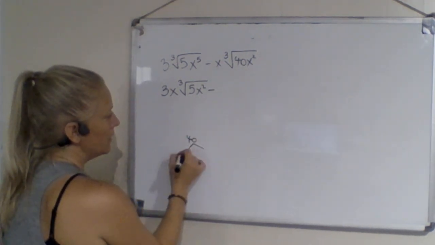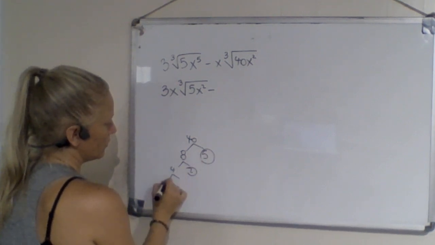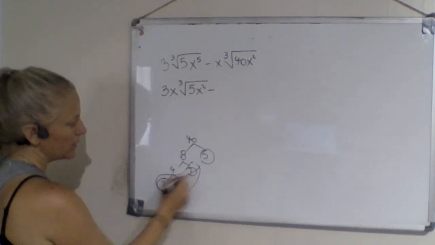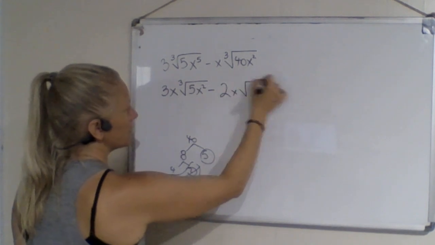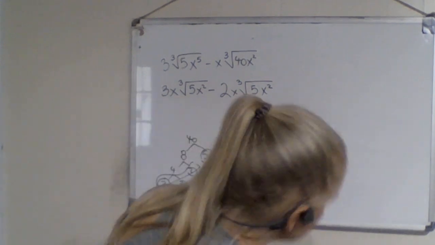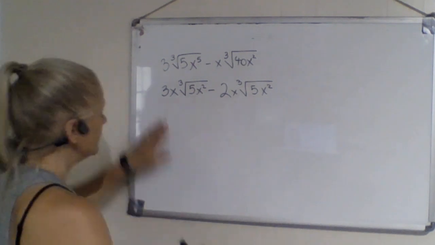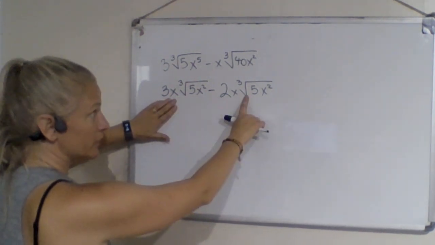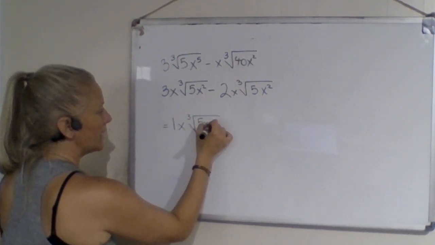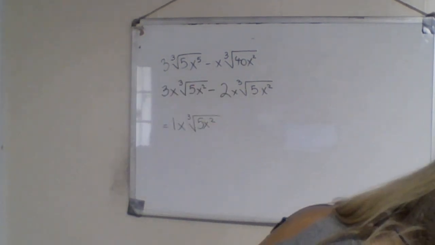How can I write 40? 40 is 8 times 5. 5 is prime. 4 and 2. 2 and 2. How many do I need to pull 1 out? I need 3. I have 3 2's. This becomes 2x cube root of what's left? 5x to the second. We're back to apples and apples, not apple. I don't know why I said that. 3x minus 2x, 3 apples minus 2 apples. This becomes 1x cube root of 5x to the second, right? We always look to simplify and reduce stuff to get to where we need to be.